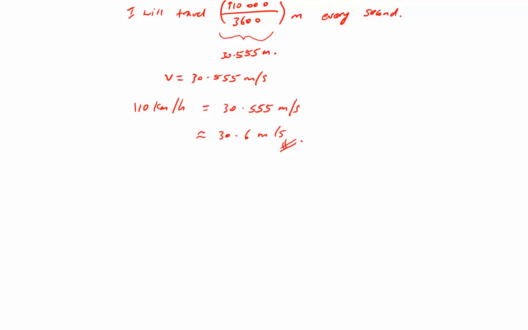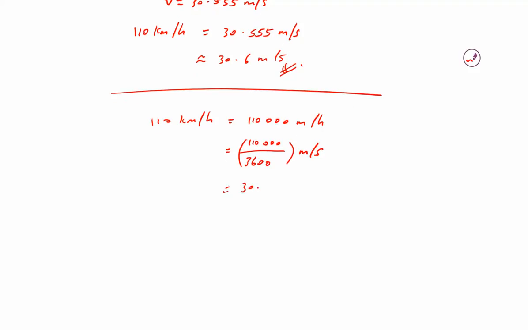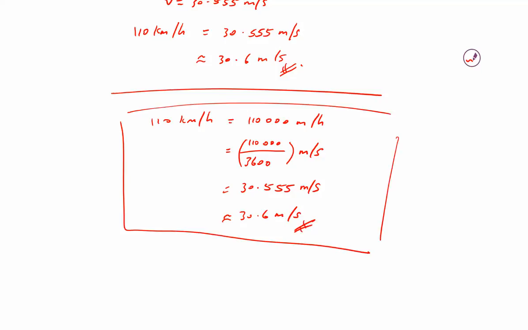Okay, so let's say for the exam, all I will do is write: 110 kilometers per hour is equal to 110,000 meters per hour, which is the same as 110,000 divided by 3,600 meters per second, and you evaluate this to be 30.555 meters per second and round it off to 30.6 meters per second. Okay, so this is all you need during the exam.